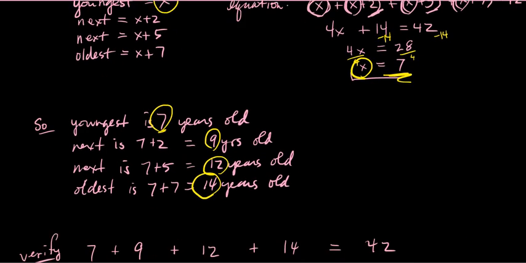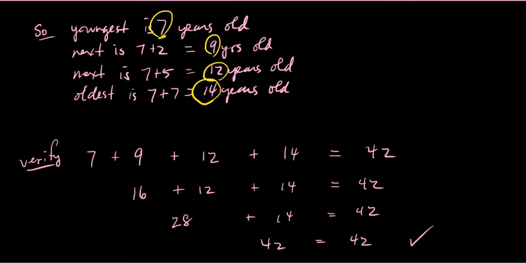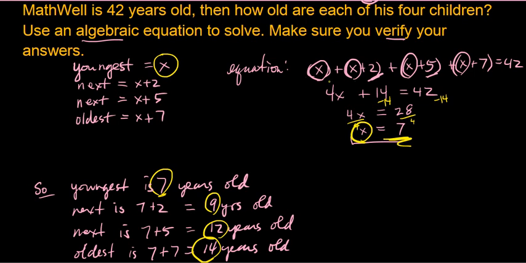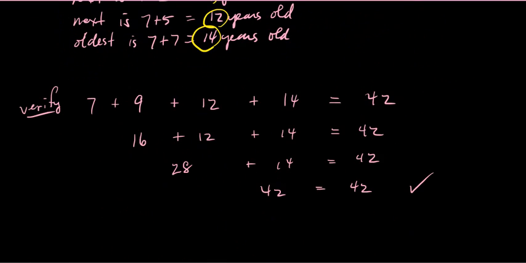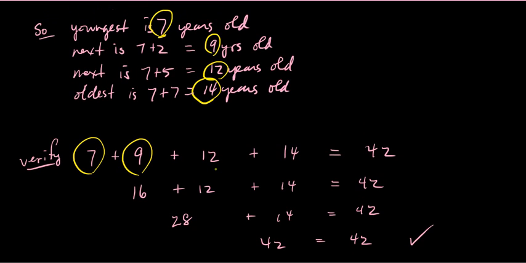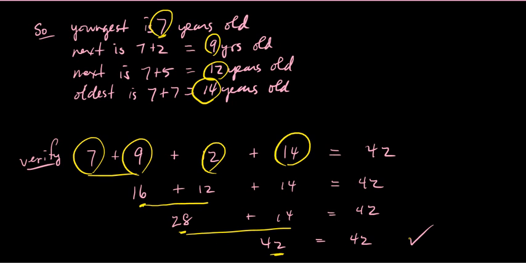So if we check, or the verification here, how you verify, is you go back to your original equation, and you say, okay, all the ages right here should add up to 42. And so those ages we just determined, right, is 7, and 9, 12, and 14. So if you add up those, you should get 42. And of course, 7 and 9 is 16. 16 and 12 is 28. 28 and 14 is indeed 42.